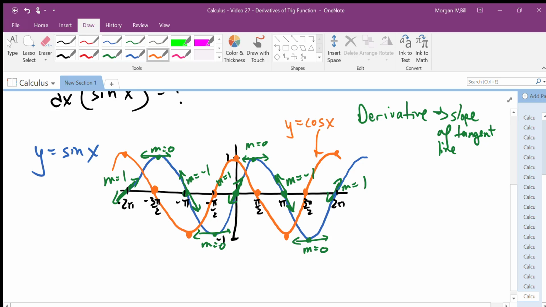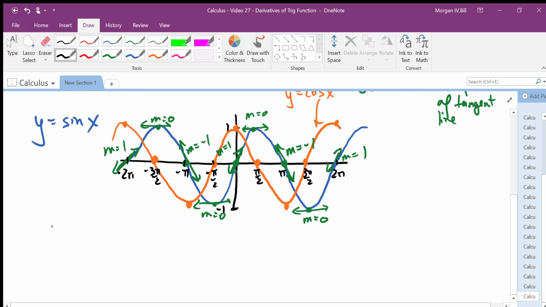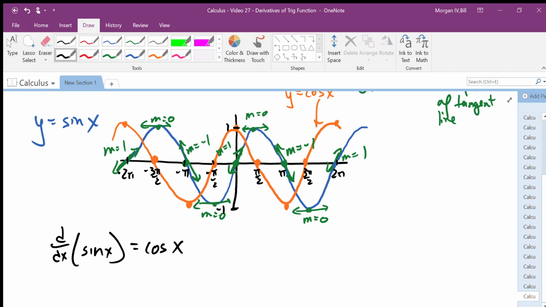And that is the derivative function. The cosine of x is the derivative of sine of x. The derivative of sine of x is equal to cosine of x. What's great about trig functions is that for all the 6 trig functions that we have here, their derivatives are also trig functions, right? So the derivative of sine of x is cosine of x.